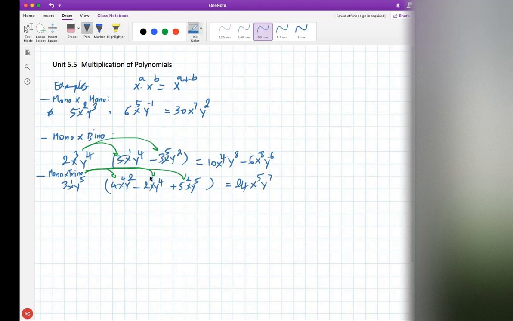And again, we're going to go to the next one. So the second multiplication, 3 multiplied by -2, that's -6. And x times x will be x^3. And finally, y^9. That's right. And the last multiplication.